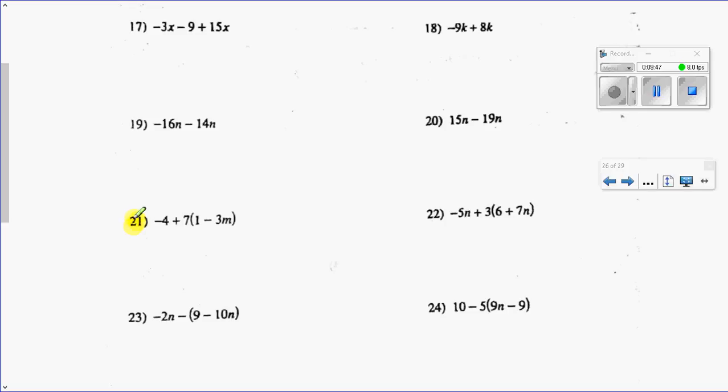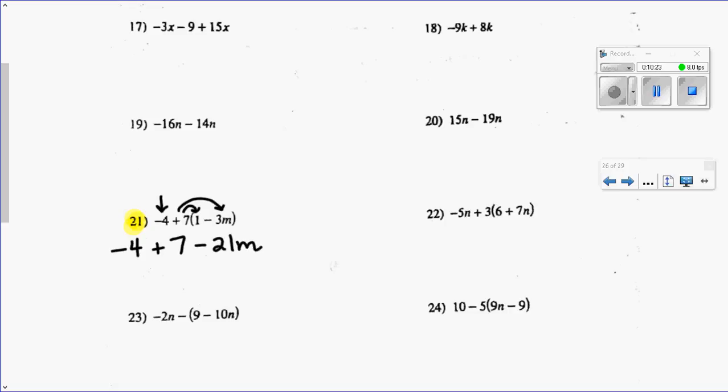So don't forget with the distributive property, I'm distributing the 7, the positive 7 to the positive 1, and the positive 7 to the negative 3m. I don't do anything with this negative 4 because it is not being multiplied by the inside term, and it is not inside the parentheses itself. So the negative 4 is just already done on its own. Now I need to do 7 times 1, which is 7, positive 7. Then my next arrow says do positive 7 times negative 3m, and that's negative 21m.